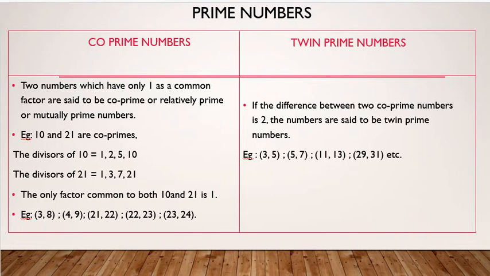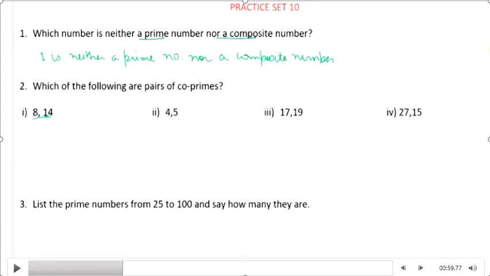Only the number 1 has to be the common factor. So let's go back to our examples. The first example that we have, 8 and 14. These two numbers in fact have two common divisors, that is 1 as well as 2. So 8 and 14 is definitely not a pair of coprime numbers because they have two divisors, not just one. So it is not a pair of coprime numbers.